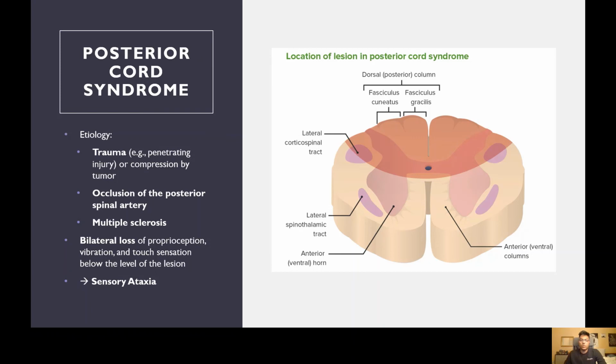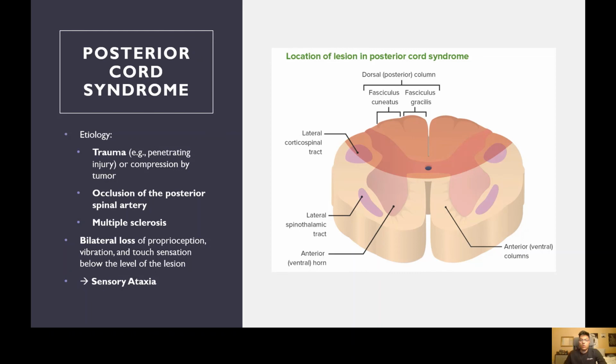So the most important ones to recognize would be trauma, which could be a penetrating injury or compression due to a tumor, for example, and the occlusion of the posterior spinal artery, which is coming from the vertebral arteries or the posterior inferior cerebellar artery. Another important etiology is multiple sclerosis, which is an autoimmune demyelinating disease which can affect the dorsal column tract.